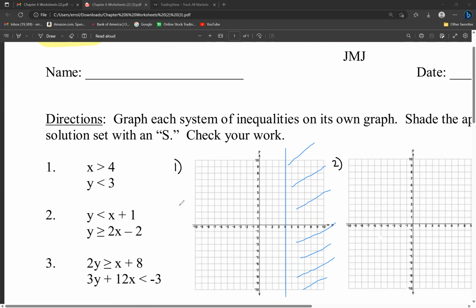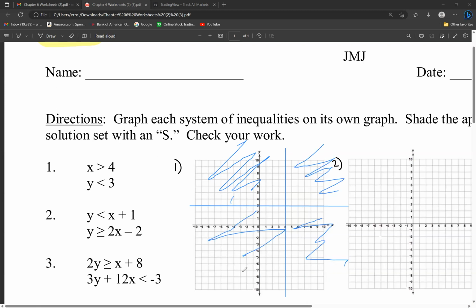0, 3. Okay, so let me draw a straight line here. Actually, let me erase this first. Let me not do that yet. Okay, so y is less than 3, right? So there's your y equals 3. So now is it above that line or below that line? Below the line. Below the line. Okay, so where do I shade? Do I shade here? Do I shade here? Do I shade here? Or do I shade here?